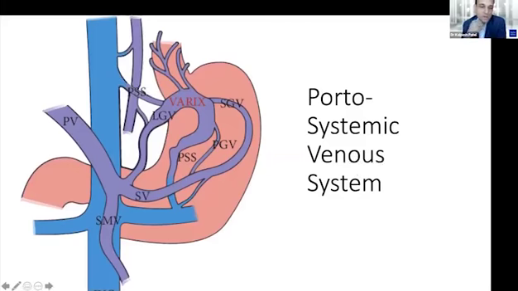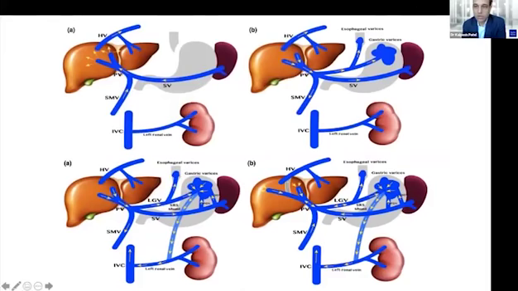What I've learned as I got more involved in this field is that I needed to develop a deeper understanding of the portosystemic venous system. I'm going to review it, which may be very familiar to those of you who deal with this, but it's something I had to really pay attention to learn. In these diagrams, starting on the top left, this is what we expect to be normal portal circulation, where the splenic and superior mesenteric veins combine to form the portal vein. This supports the liver and then connects to the systemic circulation through the hepatic vein.